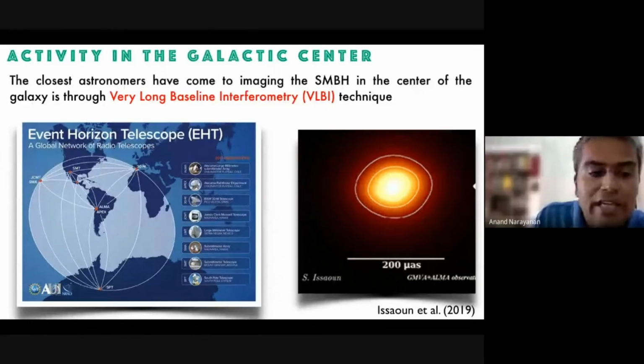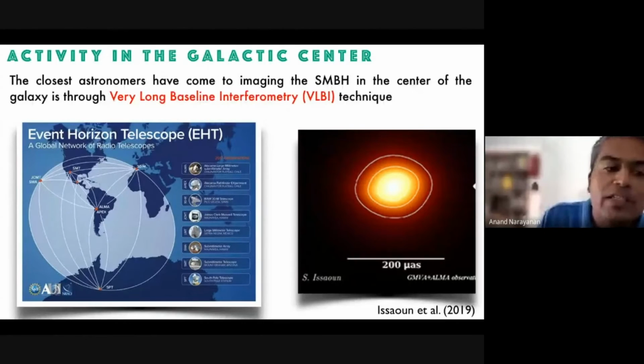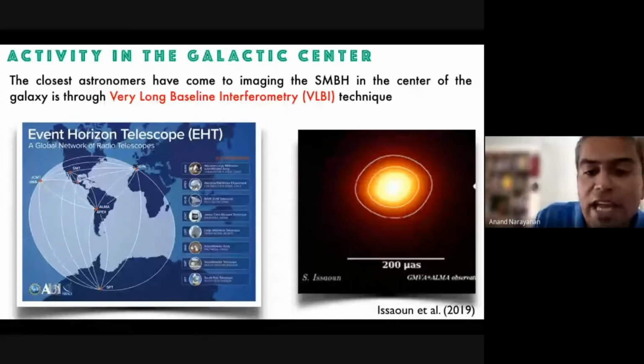And so currently, as of date, this is the closest that astronomers have gone to observing the supermassive black hole in the center of our galaxy. What you're looking at here is the closest that astronomers have gone in imaging the supermassive black hole in the center of our galaxy.